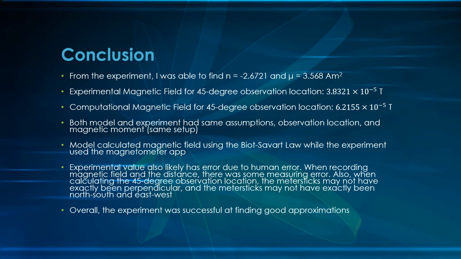Furthermore, the experimental value has some error due to human error. This came from recording the distances during the experiment and also from the fact that the meter sticks were likely not exactly perpendicular and also not exactly east-west and north-south. However, overall, the experiment was successful at finding a good approximation.